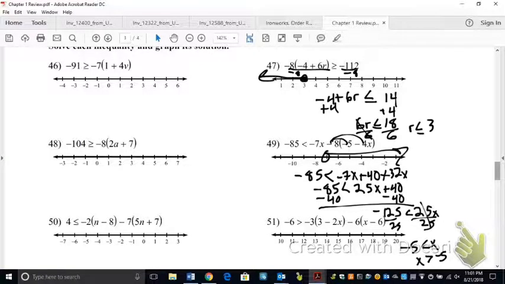So we put an open circle at the negative 5, and because x is greater than that, we put the arrow heading right, sorry.